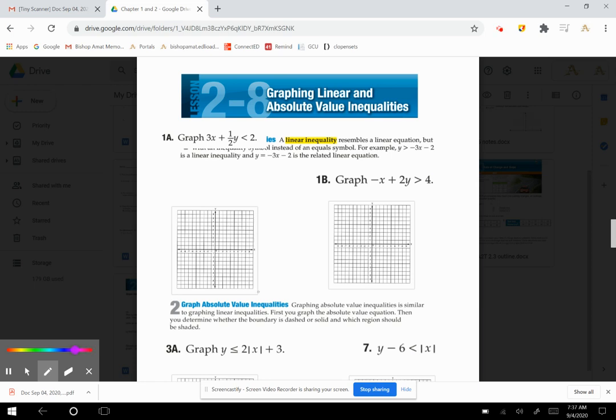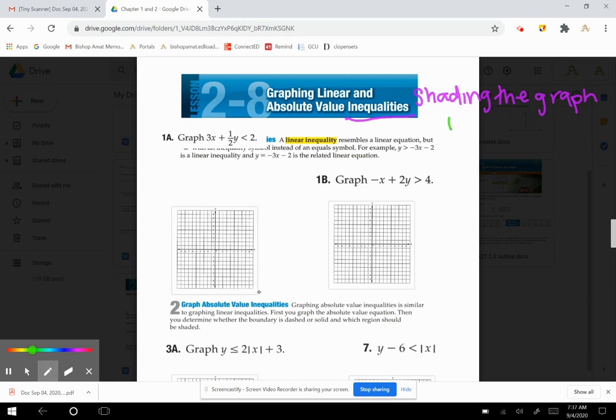2.8, graphing linear and absolute value inequalities. When you see the word inequality, this is when we're going to start shading the graph. Okay, so you're going to shade the graph. Now, what do I mean by shade the graph? Okay, there's a couple things that we need to write down that are really important.